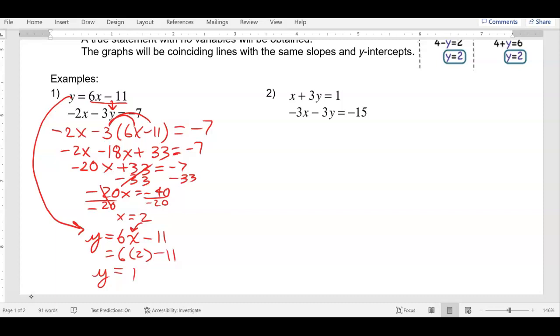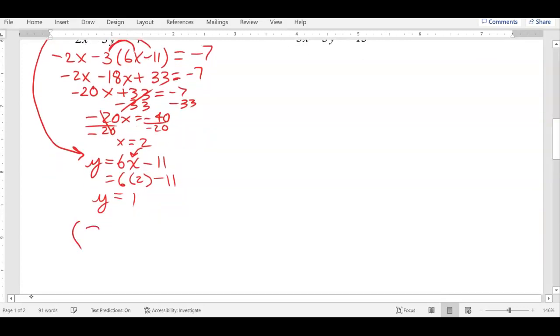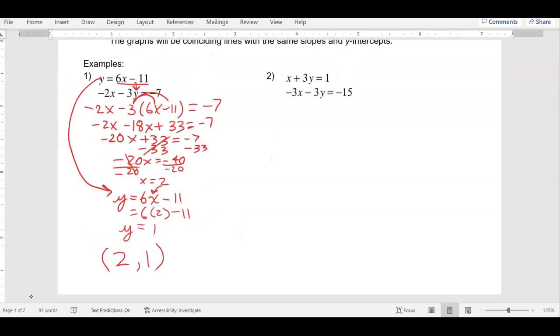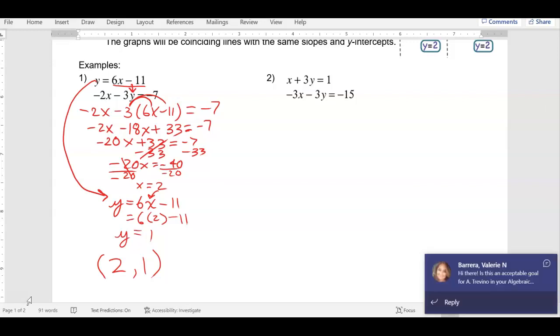Now, if I have x and I have y, you write your answer as an ordered pair, like a point, x comma y in parentheses. So here's my final answer. Ready? Parentheses, 2 comma 1, parentheses. That is the solution to that system of equations. Remember, a system is two lines, so wherever they cross is a point, and that point is the solution.